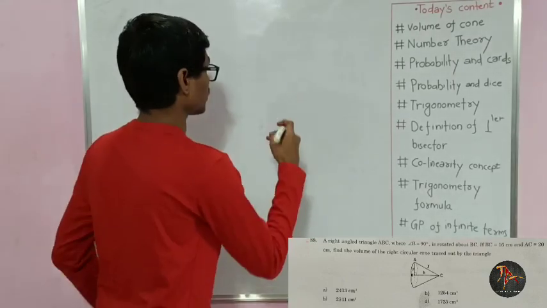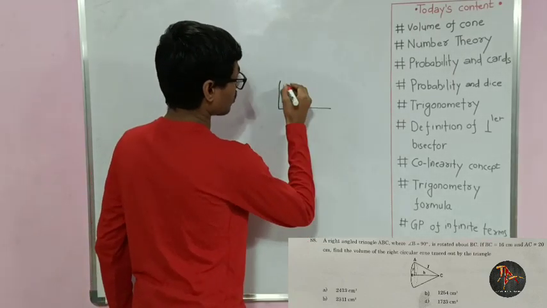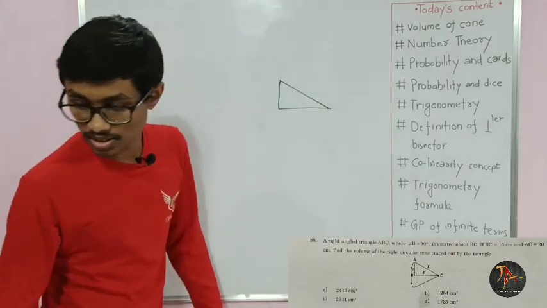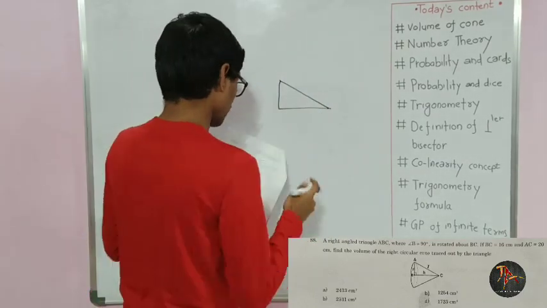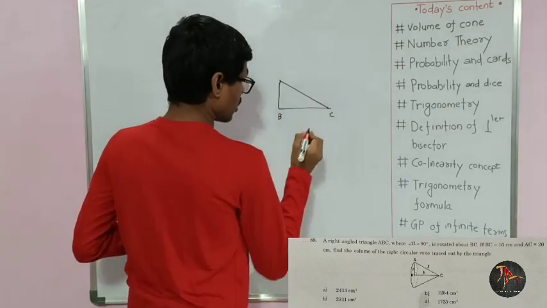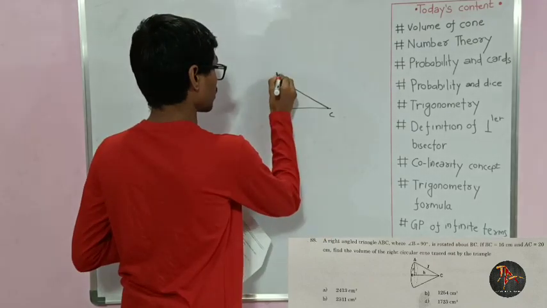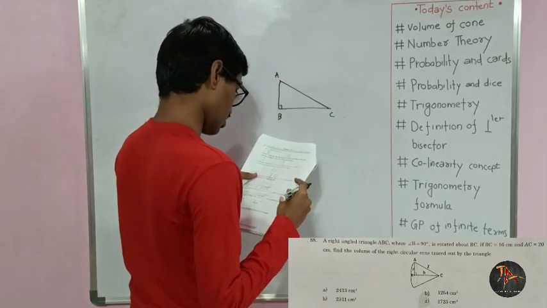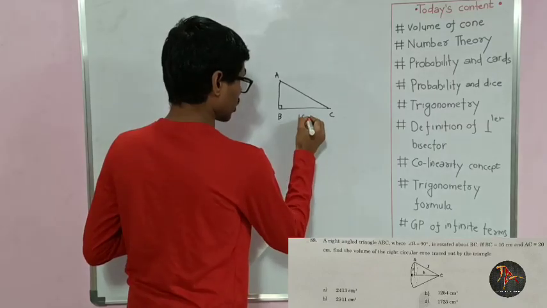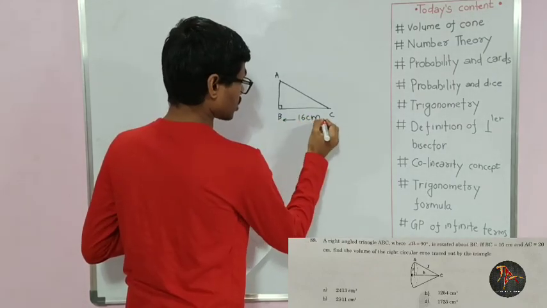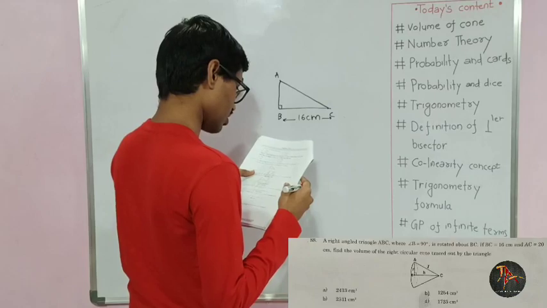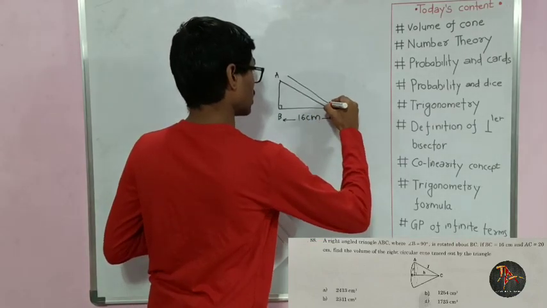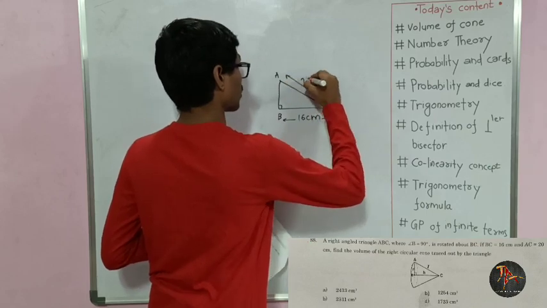Now, what is the question saying? Suppose this is triangle ABC and this is base BC, and here point A is there. Now angle B is 90 degree and BC is 16 centimeter. And AC is 20 centimeter.